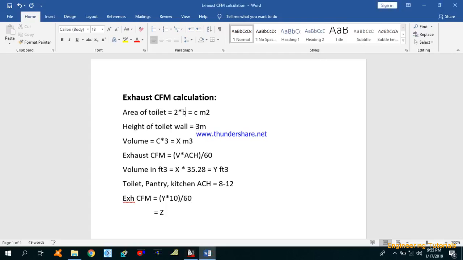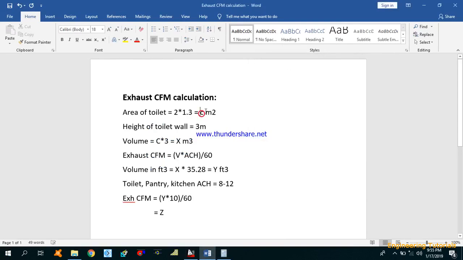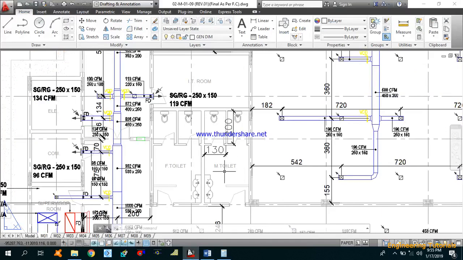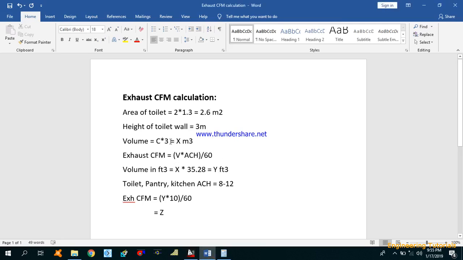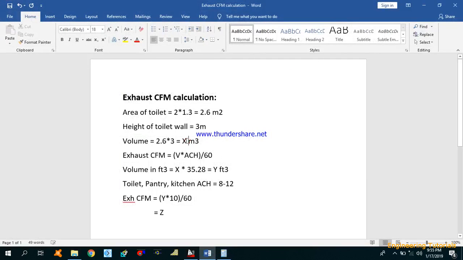So it will be 2 into 1.3, that is 2.6 square meters. As per the architectural drawing, we can see the height of the toilet wall is about 3 meters. In order to calculate the volume, that would be the area into the height of the toilet. As we know, the area is 2.6 and the height is 3. So 2.6 into 3 will give 7.8 cubic meter, which is the volume of that toilet.